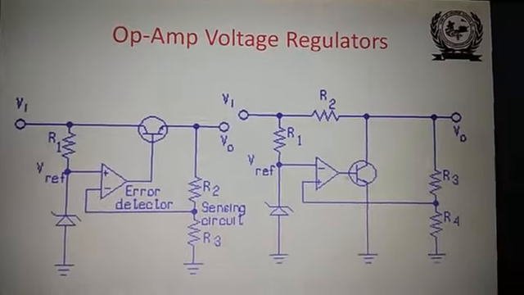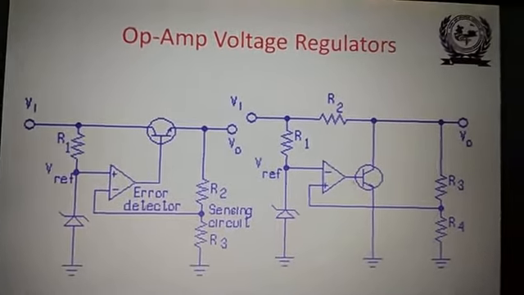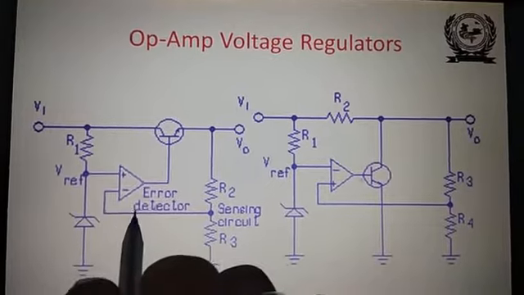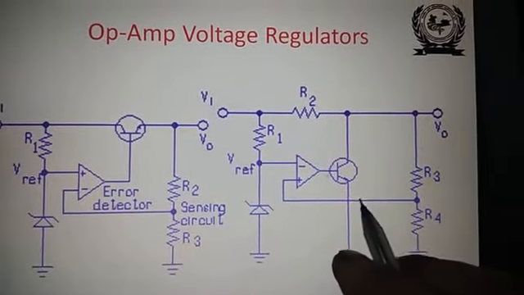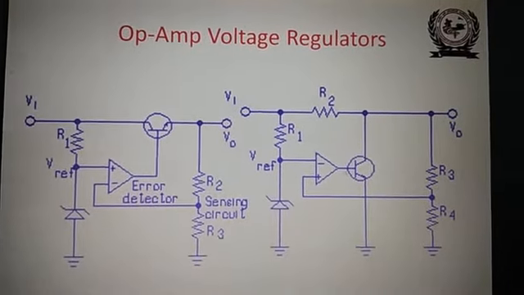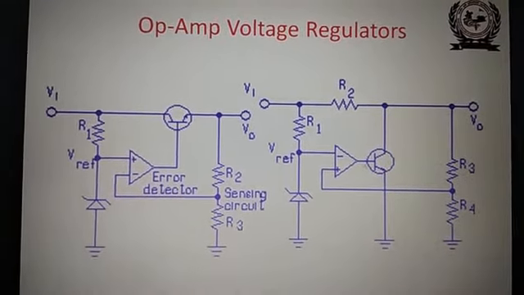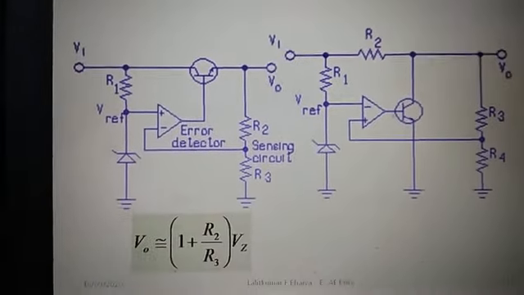Similarly for this case also. So this is the transistor series regulator with the op-amp, and this is the transistor shunt regulator with the op-amp as an error amplifier. So these are the two important regulators.